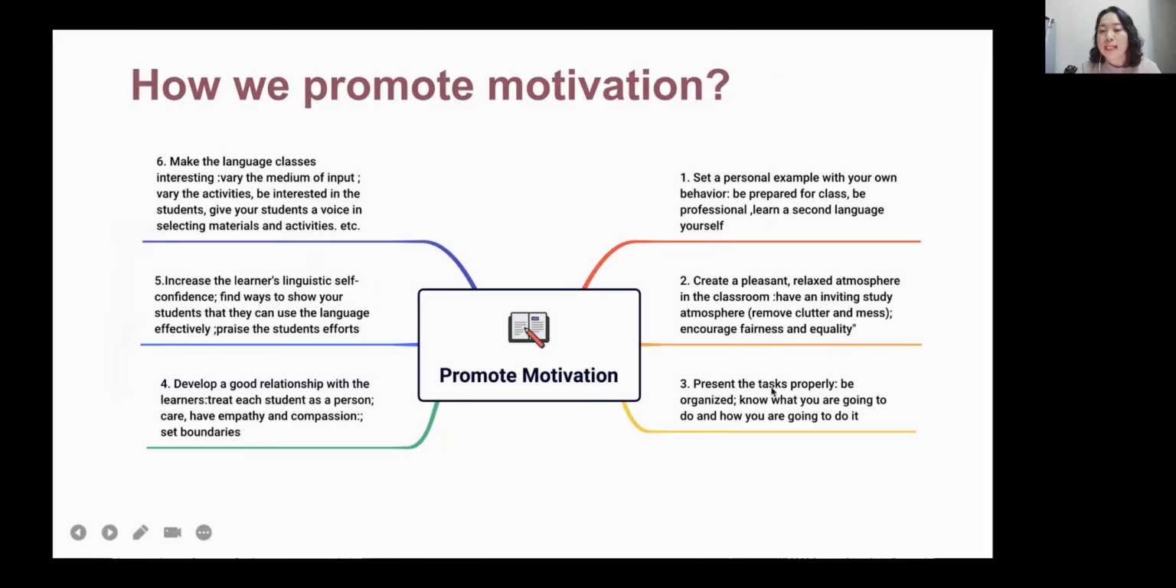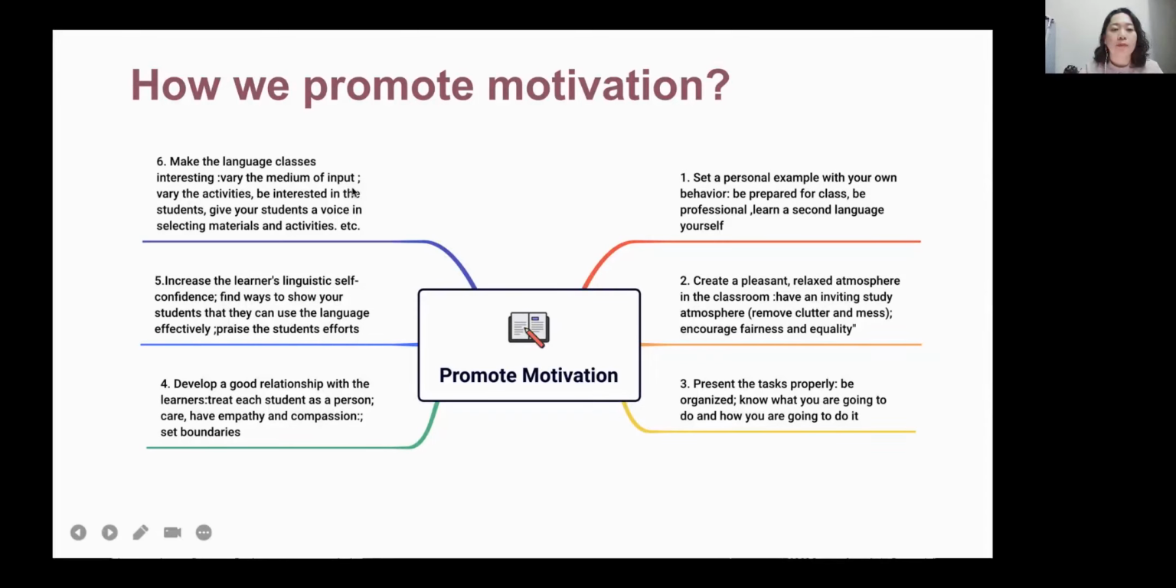Third one, present the tasks properly. Be organized. Know what you are going to do and how you are going to do it. The next one, develop a good relationship with the learners. Treat each student as a person. Care, have empathy and compassion. Set boundaries. Next one, increase the learners' linguistic self-confidence. Find ways to show your students that they can use the language effectively. Praise the students' efforts.